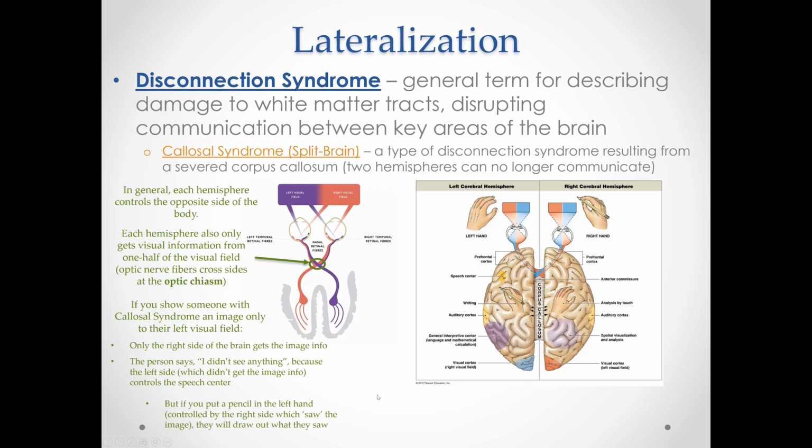And even more interestingly, if you then put a pencil in the person's left hand, and remember the left hand is controlled by the right side, and the right side saw the image, the person will actually draw what they saw, even though they are verbally telling you, I didn't see anything. Then as they are drawing the image with their left hand, they might suddenly say, oh, it's a cat. That's because the left side of the brain, which controls the speech and which didn't originally see the image, sees what is being drawn by the left hand and is figuring it out. It's almost like you can play Pictionary with yourself, because the two halves of your brain can't communicate across the corpus callosum, so they're communicating out on that piece of paper where you're drawing the picture.